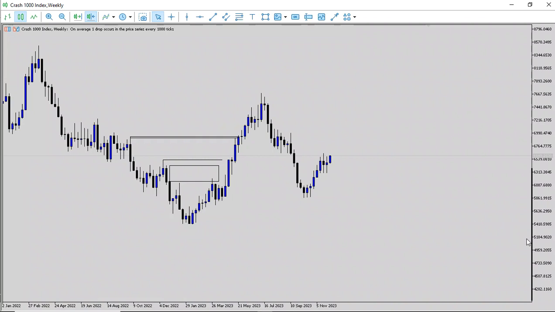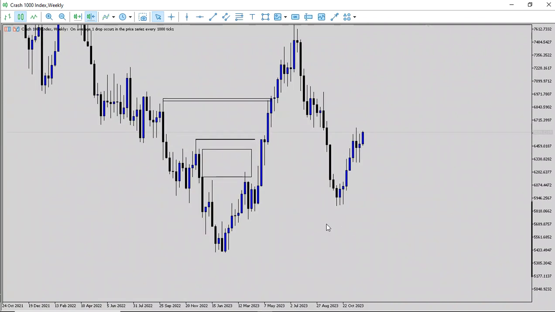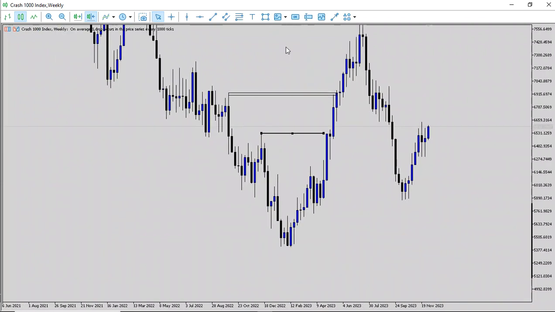Right now, what is responsible? Well, it is responsible to violate an area of imbalance. That is an area of demand. So demand has taken over supply. Where is our demand zone? We have our bullish order block right here, which is our demand zone.